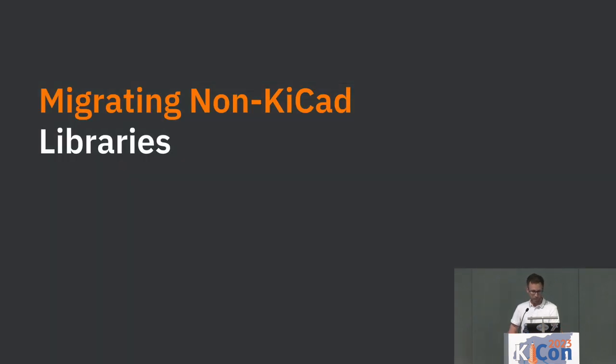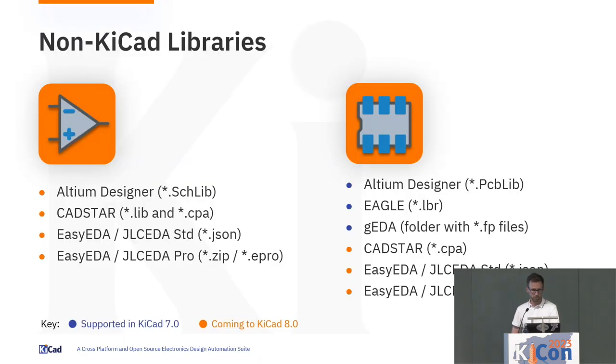So how do you actually go about migrating these libraries? I just want to show this step by step. Firstly, to explain the support again: in version 7, we don't have any non-KiCad symbol library support. But in version 8, we'll have Altium, CADstar, and EasyEDA. In version 7, a lot of people didn't really know, but we already did support Altium footprint libraries, so you could already use these.